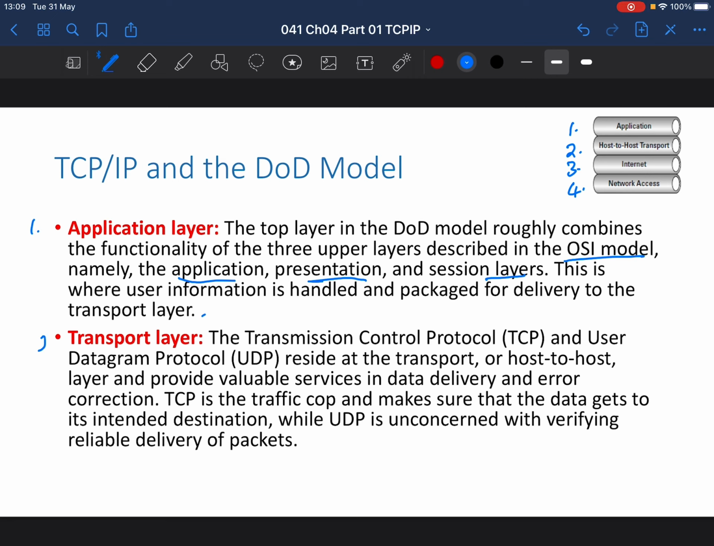The second is the transport layer. The transmission control protocol TCP and user datagram protocol UDP reside at the transport and/or host to host layer and provide valuable services in data delivery and error correction. TCP, transmission control protocol, is the traffic cop and makes sure that the data gets to its intended destination, while UDP is unconcerned with verifying reliable delivery of the packets.